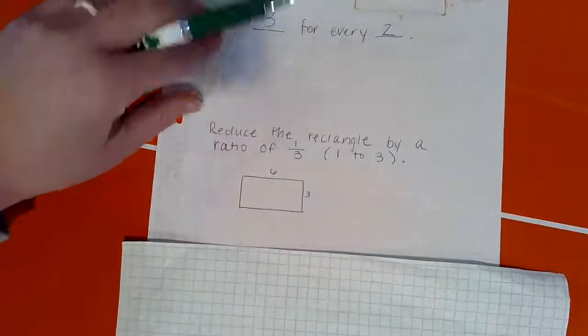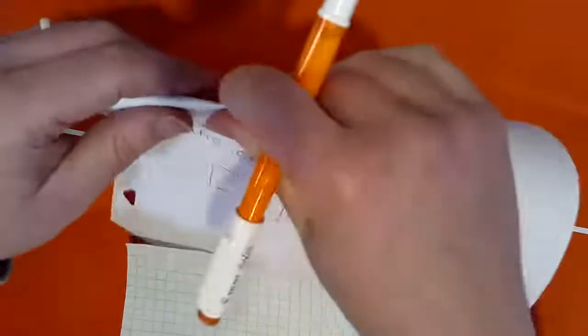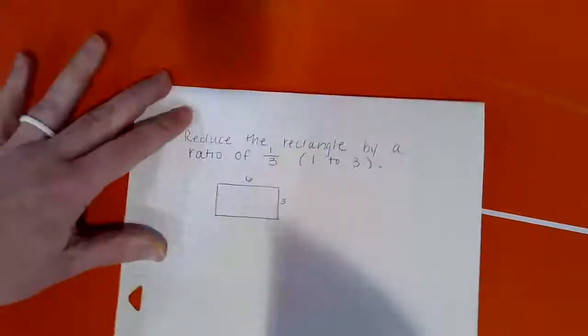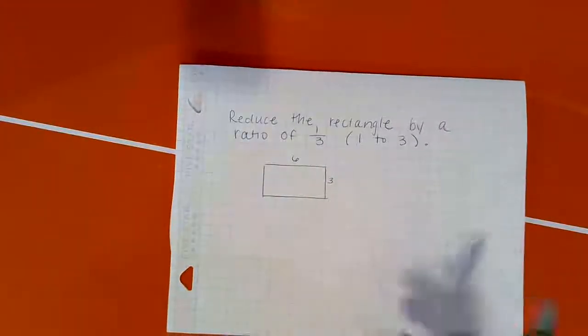Let's try one more, okay? Let's say I want to reduce now. I'm going to reduce the rectangle. Okay, reduce the rectangle by a ratio of 1 to 3. Okay, or 1 for every 3, 1 to 3. Again, all those great ways we can read ratios.